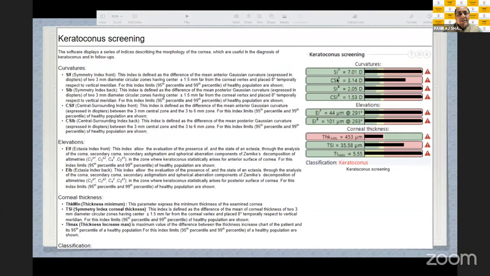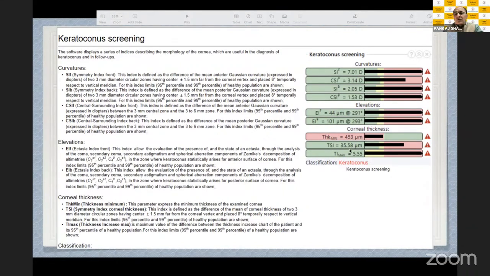Then the central surround index takes an even larger area of 6 millimeter, 3 to 6 millimeter. Okay, and this is front, front, back, back, FFBB. EI is the ectasia index. This ectasia index is through the elevations, front, back, and thickness, how much that minimum thickness is. TSI is the thickness symmetry index of corneal thickness, how much it differs from superior to inferior, and TI is thickness increase. So there is a thickness increase from center to periphery.